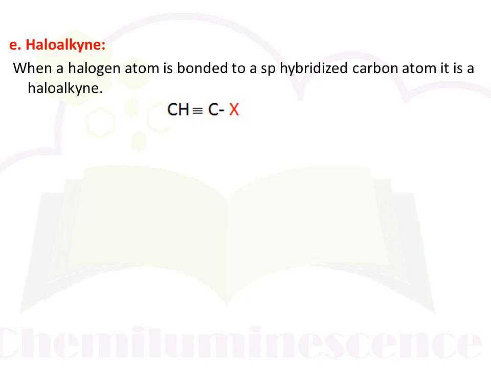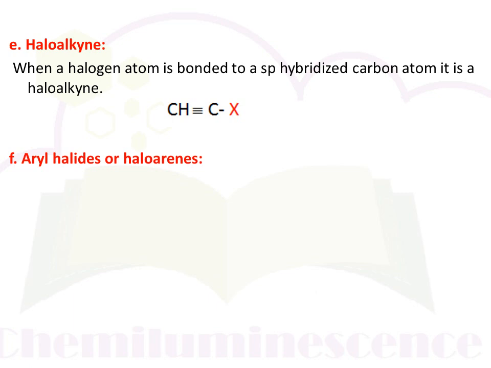Next one is haloalkyne. It is very simple. Alkyne, we know, is nothing but a carbon-carbon triple bond. When the hydrogen atom of an alkyne is replaced by a halogen, it is called haloalkyne. And what will be the hybridization of the carbon to which the halogen is bonded? It has sp hybridization. So when a halogen atom is bonded to an sp hybridized carbon, it is called haloalkyne. This is the definition. And the next one is aryl halides or haloarenes.